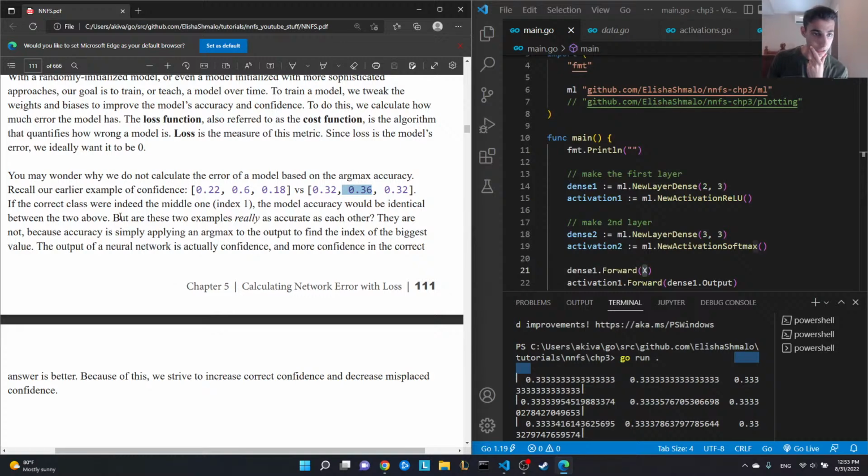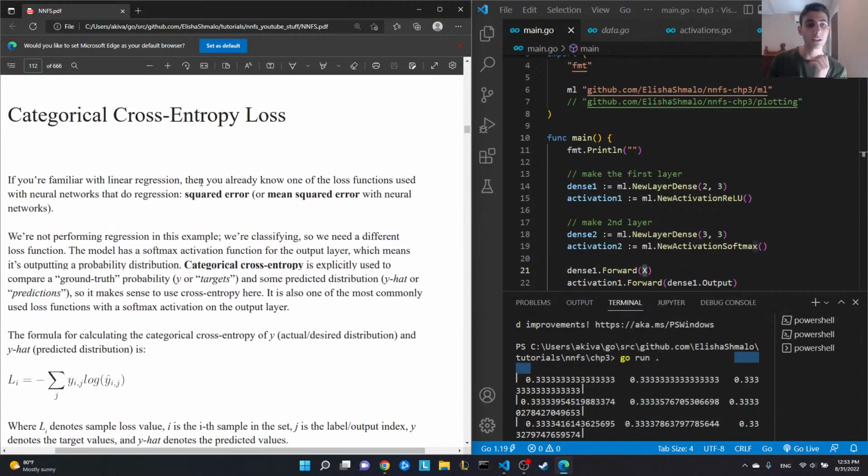And so he says, but are these two examples really as accurate as each other? No, they're not really as accurate as each other. This one is far more confident that the second index is the correct class. And because of that, it may be more right or more wrong. So that's why we use loss. And the loss that we're going to use is categorical cross entropy loss.